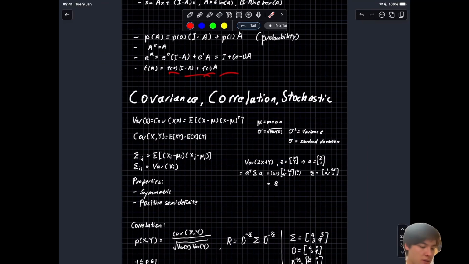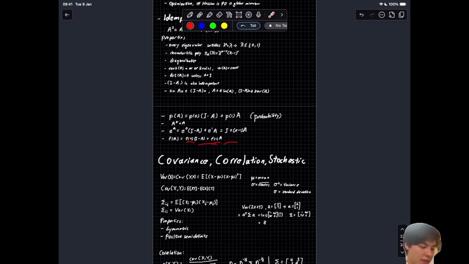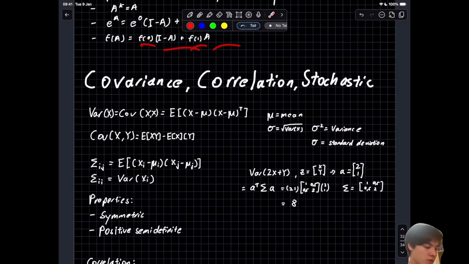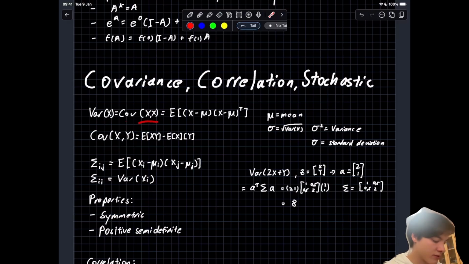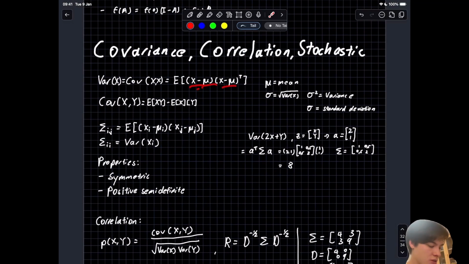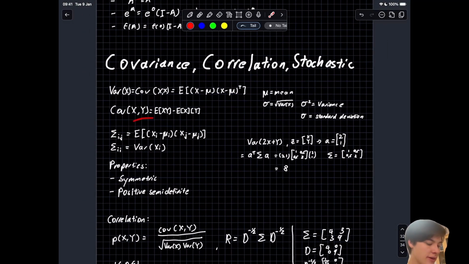Let's look at correlation, covariance, stochastics. So the variance is defined as the covariance of the variable itself. So it's x away from the mean. That's our expectation. The covariance of x and y is defined like this, the expectation of xy both happening minus the expectation of x times the expectation of y.